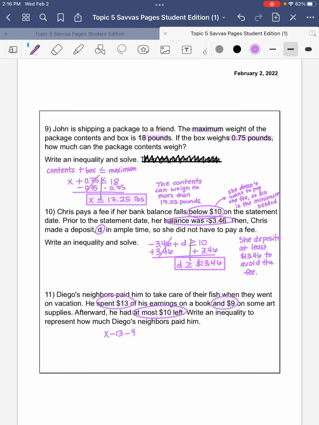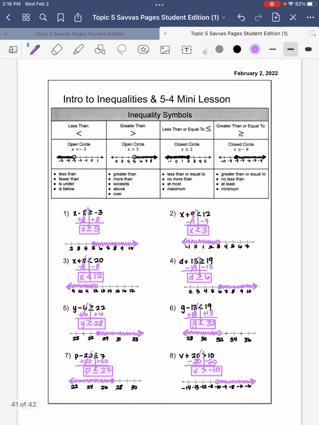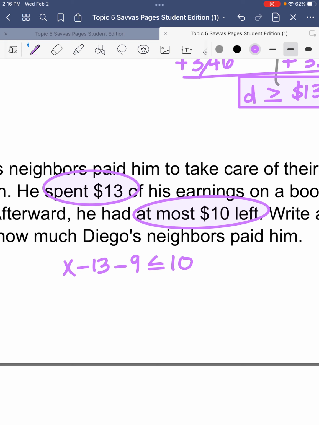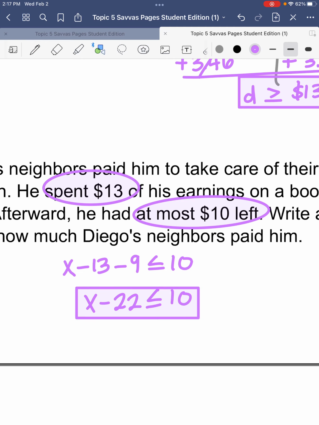Well, let's look at our key words over here. Where is at most? At most is right here. So less than or equal to is the sign that I want to use. So less than or equal to 10. Now, I can simplify this a little bit because these right here are like terms. So negative 13 minus 9, when I combine those, I get negative 22. So x minus 22, because he spent $22 in all, is less than or equal to 10. And that's all we had to do for this problem.